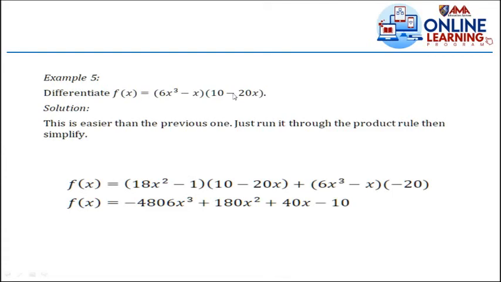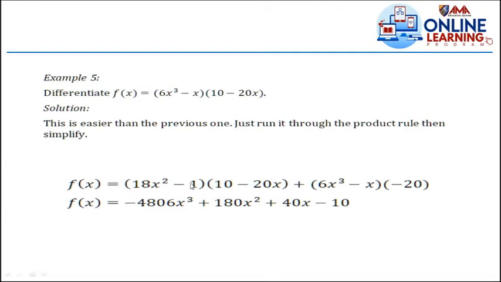Our v is this: 10 minus 20x. Okay? Plus, this is our u, 6x cubed minus x. Then, this is our v. Derivative of a constant is 0. Minus 20x raised to 1 minus 1. x raised to 0 is 1. So, 20 times 1 is negative 20. Okay? So, this is our u dv. This is our v du.